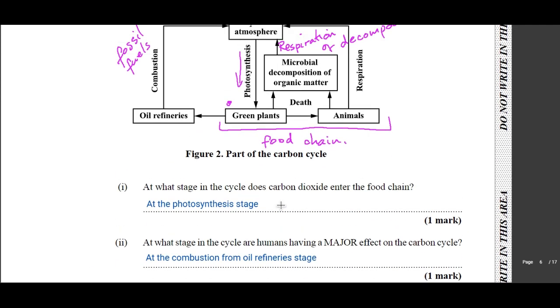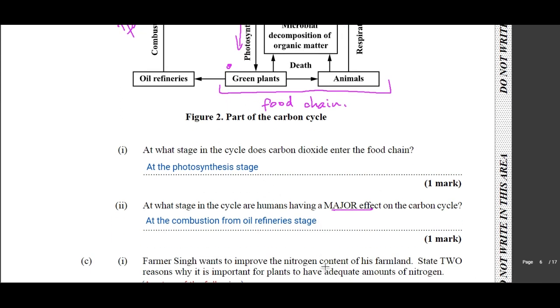Then the next one, at what stage are humans having a major effect? Well, we know it's the burning of the fossil fuels. So oil refineries, combustion. So that's the combustion from oil refinery stage. Yeah, straightforward.